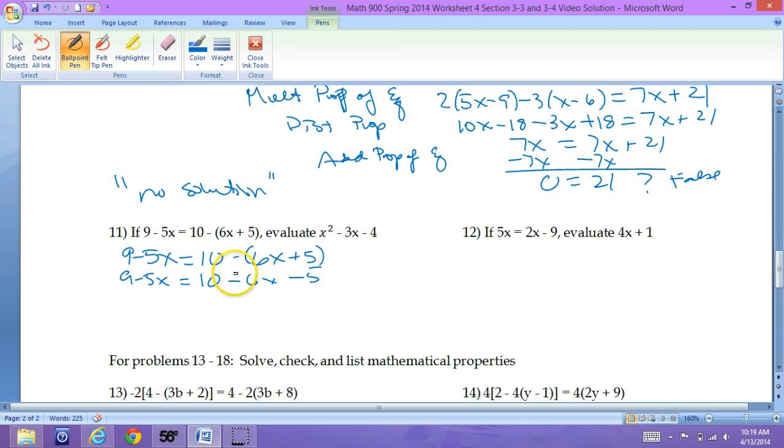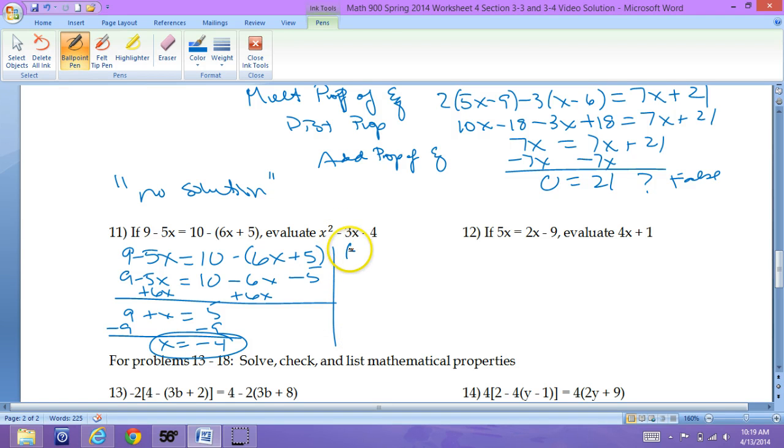And now I'm going to start combining like terms and moving things over. I'm going to add 6x to both sides. So I get 9 plus x equals 10 minus 5, which is 5. I'm going to subtract 9 from both sides using the addition property of equations. And I get -4. So I'm going to plug that -4 into this. So it's -4 squared minus 3 times -4 minus 4. And now I get 16 plus 12 minus 4, so that's 28 minus 4, which is 24.